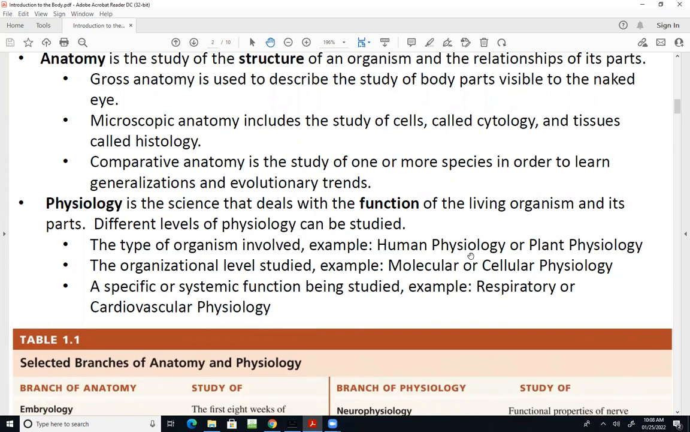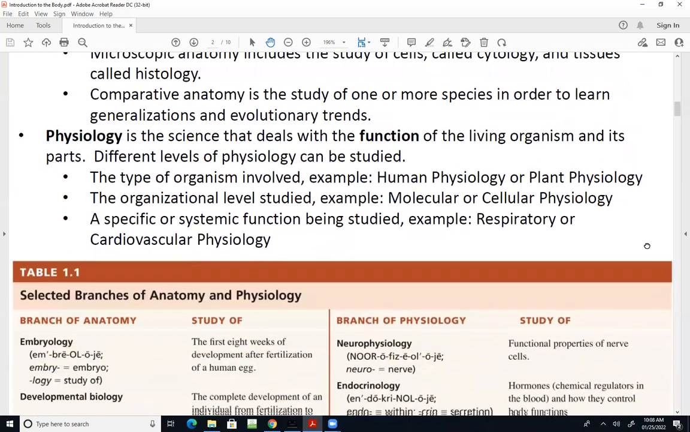Comparative anatomy is the study of one or more species in order to learn generalizations, evolutionary trends, like comparing our skeleton to the skeleton of a bird or something like that. We don't really do that in this class. It's more of a biology type thing.